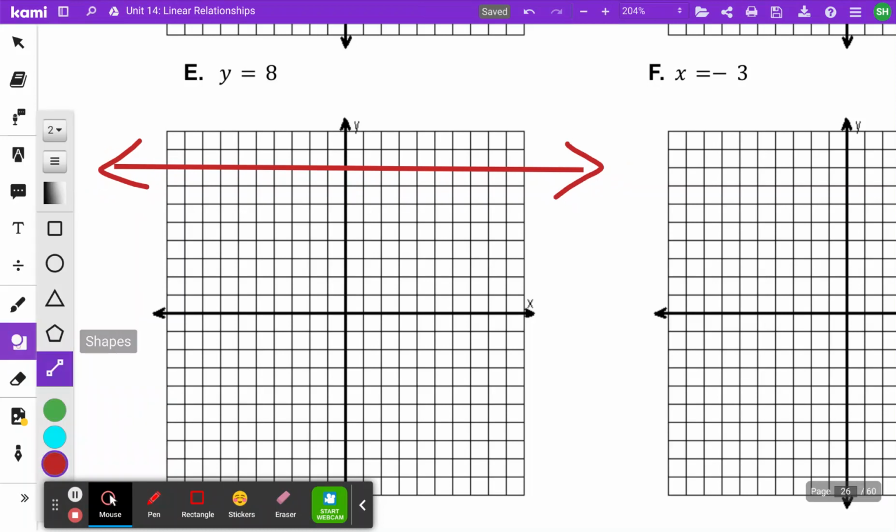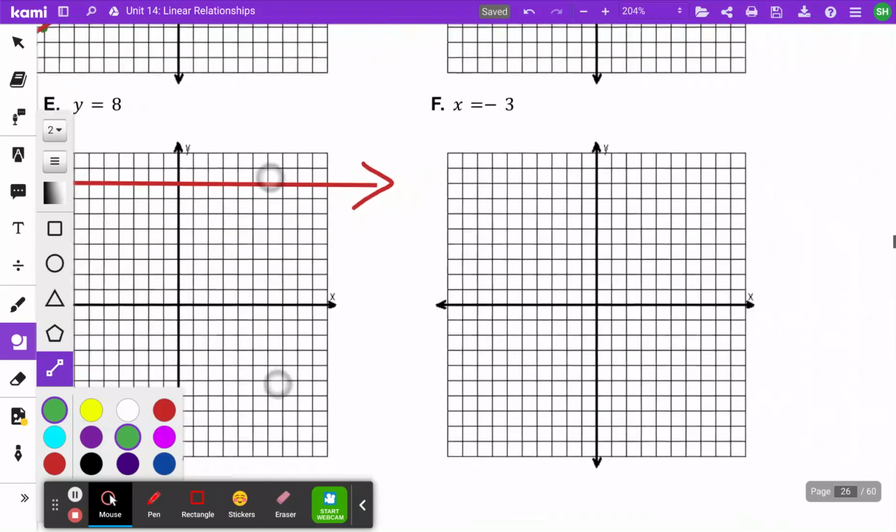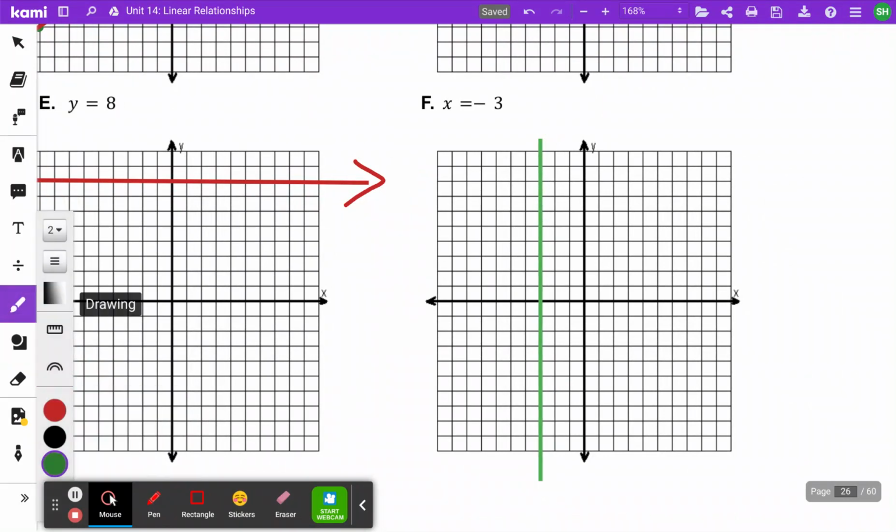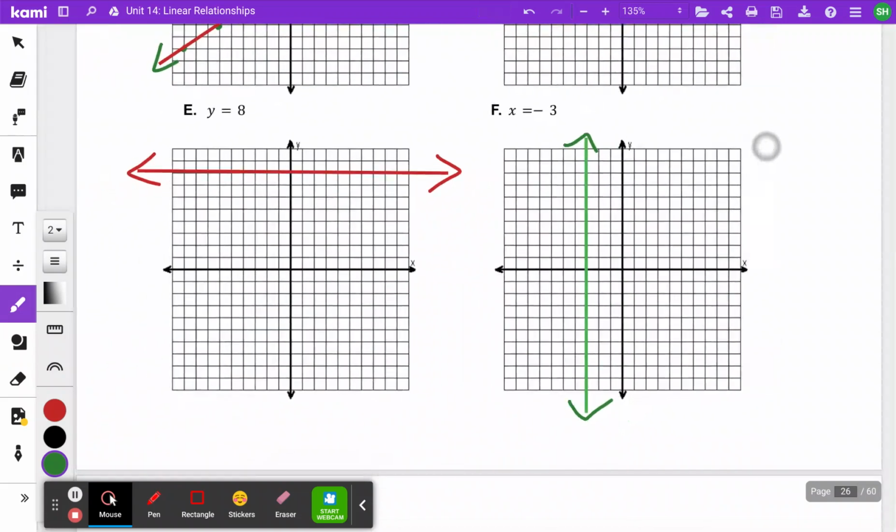Whereas if you go over to this one, x equals -3, x controls left and right motion. So this one's saying x is always -3, so we're always to the left 3. All points to the left 3. And that creates that line. So that's how we do horizontal and vertical lines.